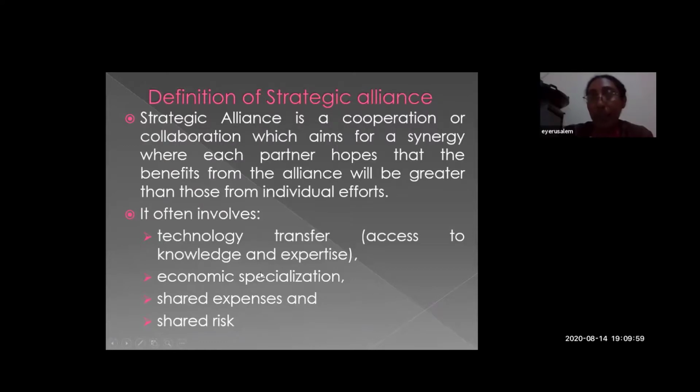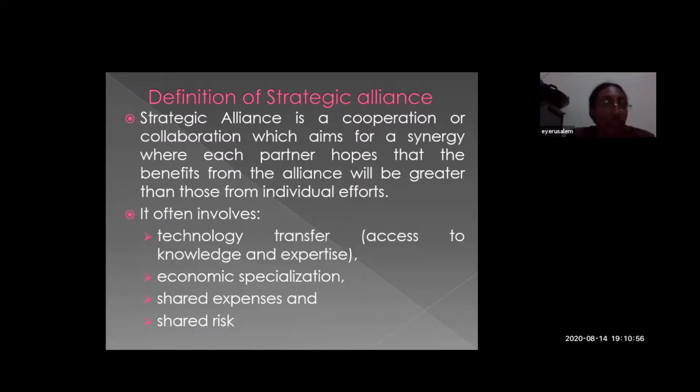From the definition, we can see that strategic alliance is a cooperation or a collaboration which aims for synergy. As we probably know from our last presentation discussion on this course, companies make strategic alliances for the purpose of creating synergy. And each partner hopes that the benefit from the alliance will be greater than those from the individual efforts. If the benefit is less than the individual efforts, strategic alliance will fail. So the basic reason for making collaboration or cooperation through strategic alliance is to benefit from the alliance.